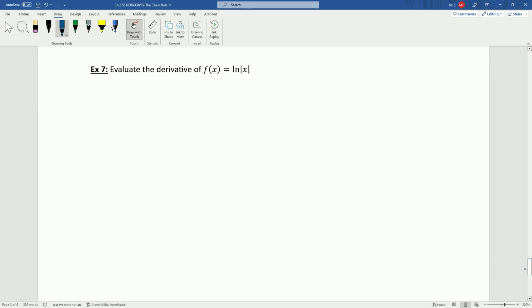Evaluate the derivative of f of x equal to the natural log of the absolute value of x. The first thing is to recognize that this has to be defined piecewise. So this will be the natural log of x for positive values of x, and it will be the natural log of negative x for negative values of x. And we don't have to worry about x equal to 0 because the natural log is undefined at 0. So we're going to look at what's the derivative for values greater than 0. We get the derivative of ln of x, which is just 1 over x.